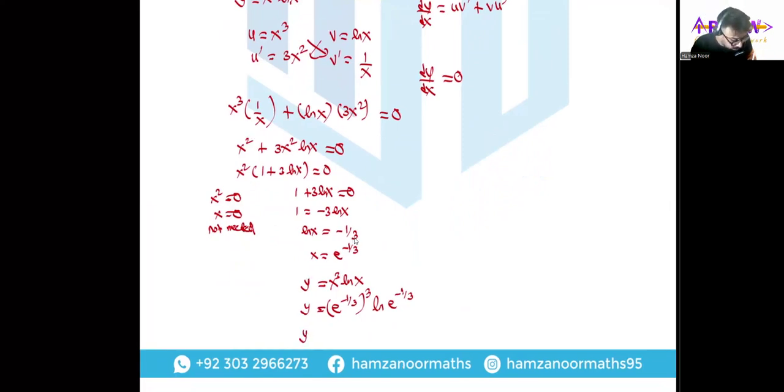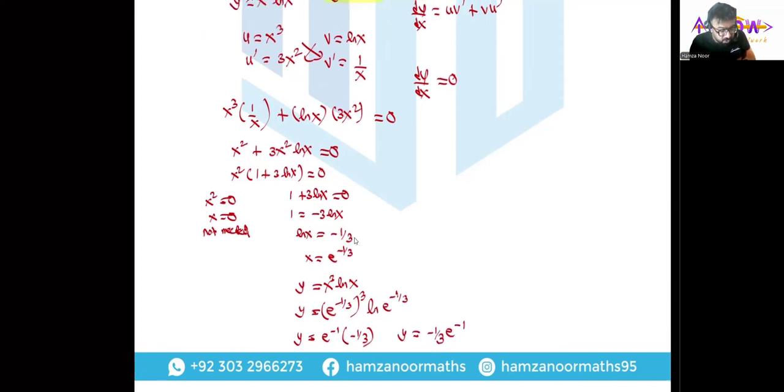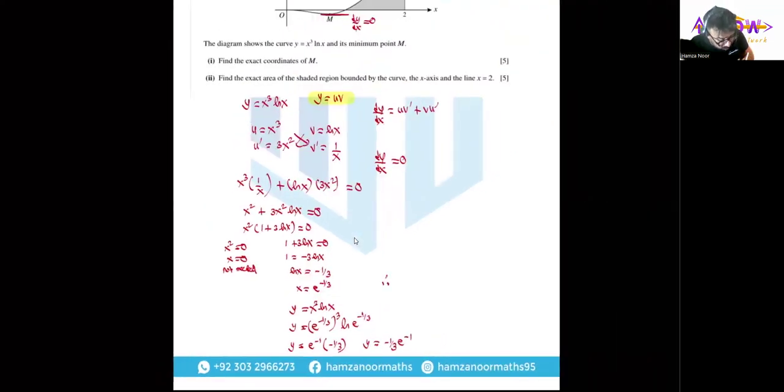Okay, so this means that when e raised to the power of minus 1 over 3 is whole cubed, this becomes e raised to the power of minus 1. And in place of ln x, we can write minus 1 over 3. So this complete thing will be minus 1 over 3. So the value of y will be minus 1 over 3 times e raised to the power of minus 1. Therefore, we are going to say that the exact coordinates of point M are e raised to the power of minus 1 over 3, comma, minus 1 over 3 times e raised to the power of minus 1. This is supposed to be our answer.